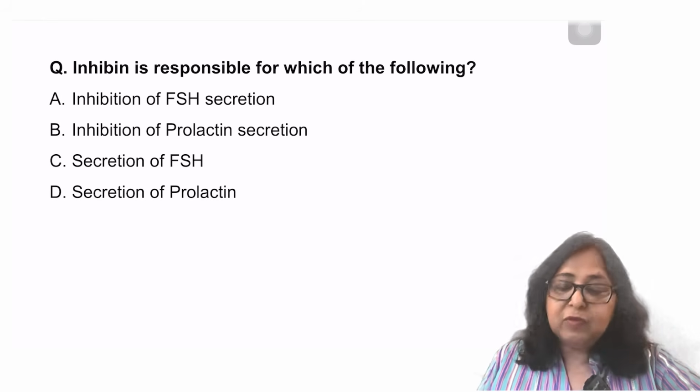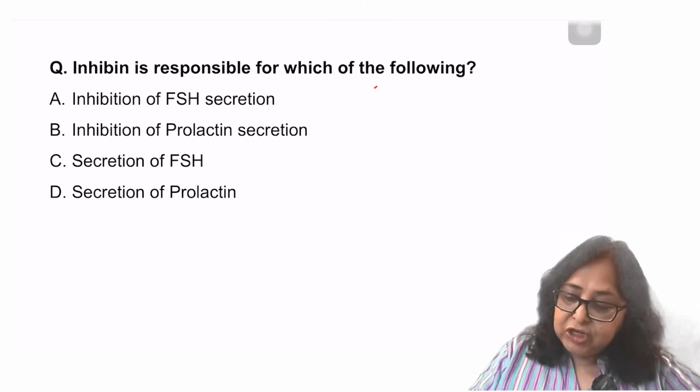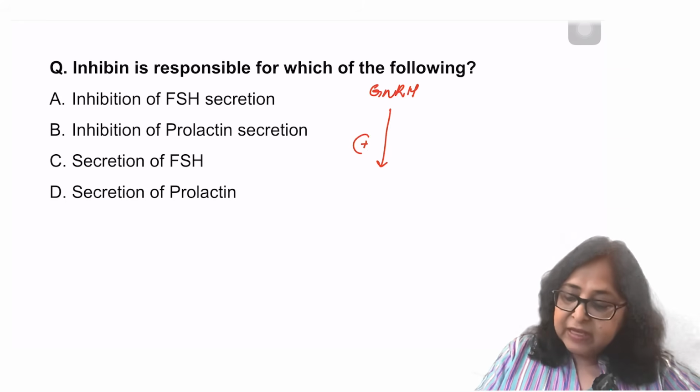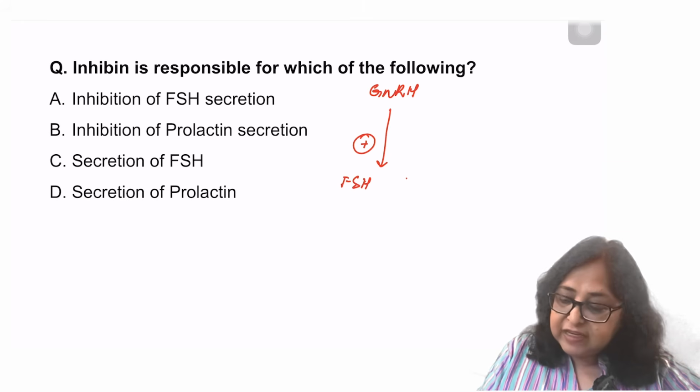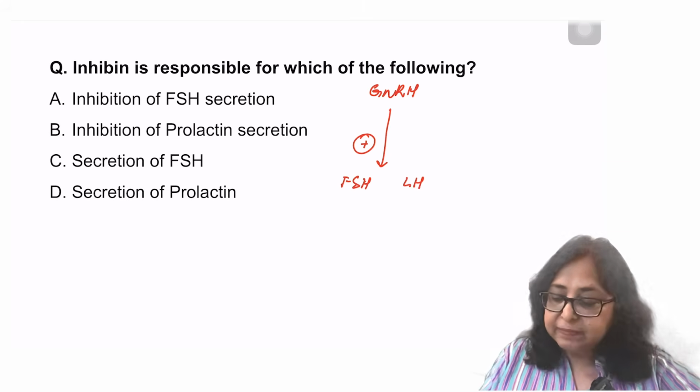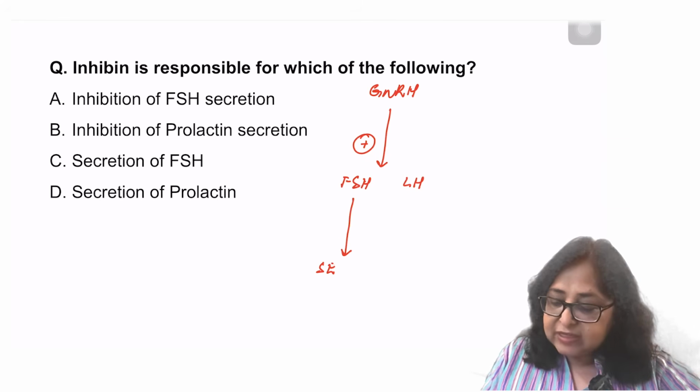Inhibin is responsible for which of the following? Now, GnRH from the hypothalamus acts on the anterior pituitary. It causes a secretion of FSH and LH from the anterior pituitary. FSH acts on Sertoli cells.